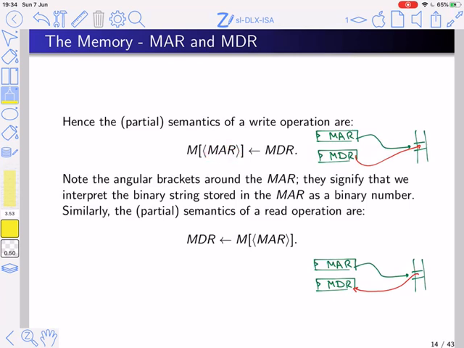In a read operation, the MAR again gives us the index of the memory entry that we want to access, and we take the contents of the word that is stored there and we copy it to the MDR. So we have two special registers that serve as the interface between the CPU, the microprocessor, which is not depicted over here, and the memory. This is the memory.